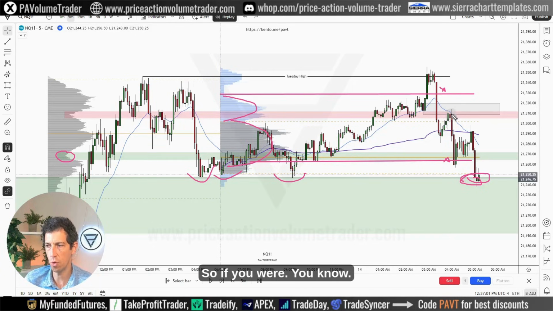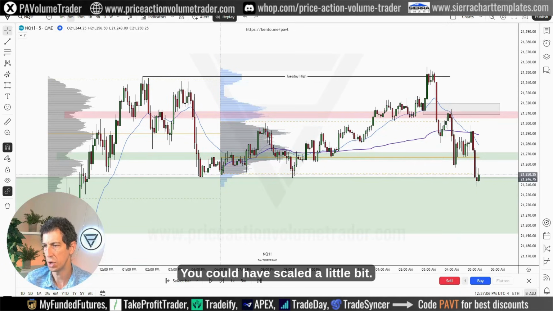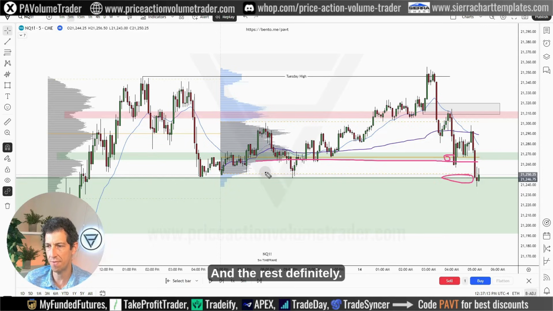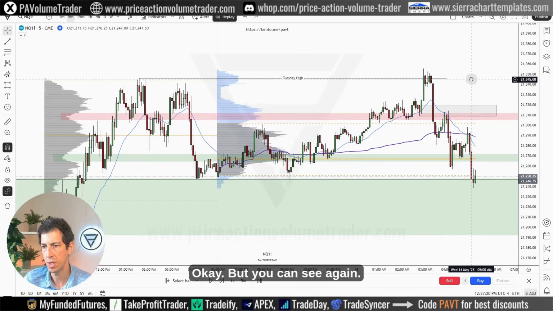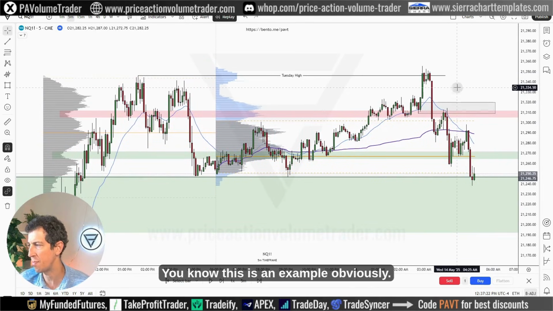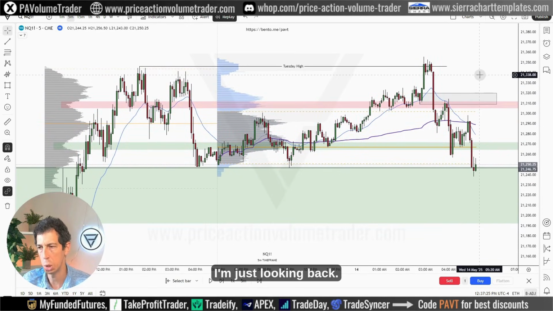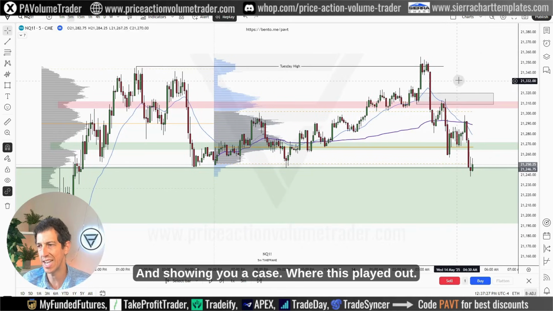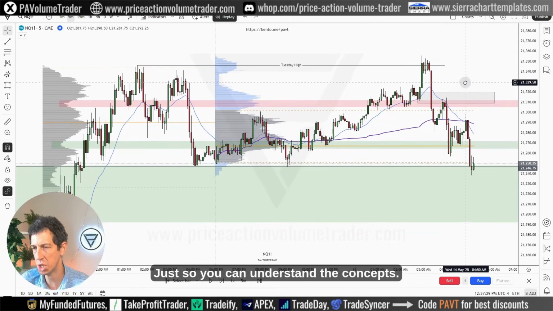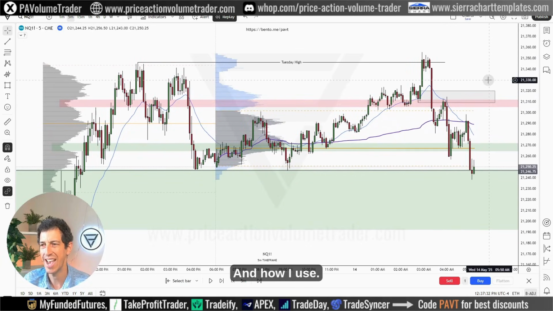So if you had several contracts on, you could have scaled a little bit right at the bottom edge of this node, point of control as well. And the rest definitely taking it down out at the low of the Asia range. Okay. But you can see again, this is an example. Obviously, I'm just looking back and showing you a case where this played out, just so you can understand the concepts and how I use all this confluence of elements.